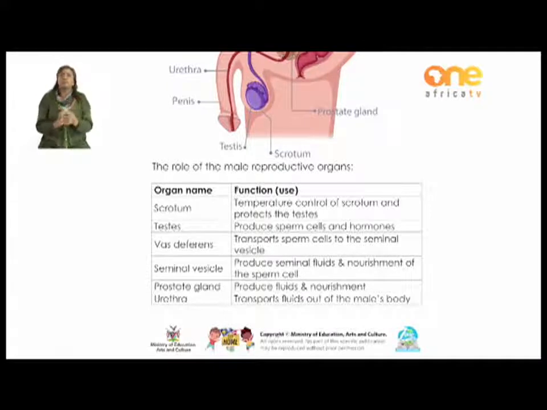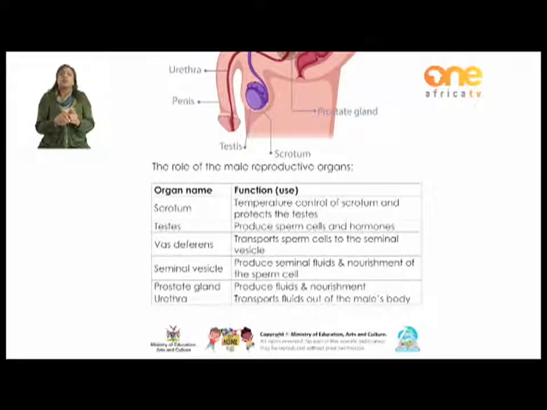Let us go down to page 20, and at the bottom we have the role of the male reproductive organs. This table shows on the left side the organ name, and on the right side the function or the use of these organs. To begin with, the scrotum. The scrotum is responsible for temperature control and protects the testes. The testes are responsible to produce sperm cells and hormones. And in order for them to do this, they require an optimal temperature that is provided by the scrotum.